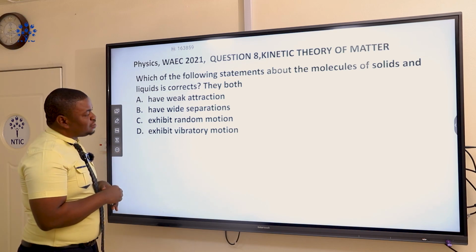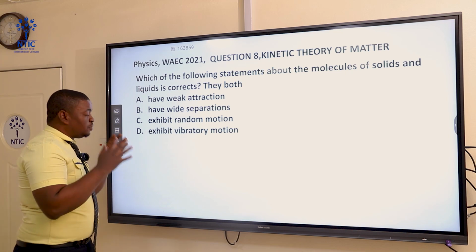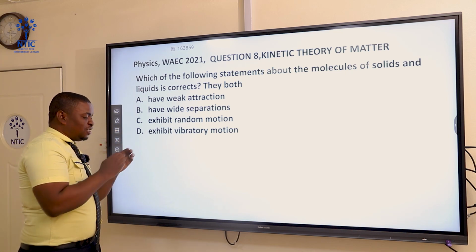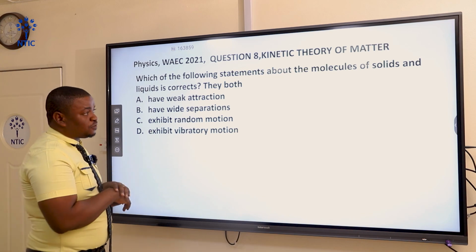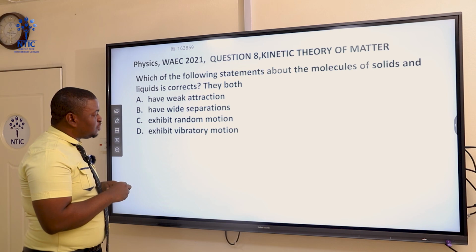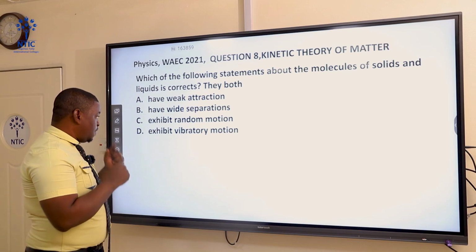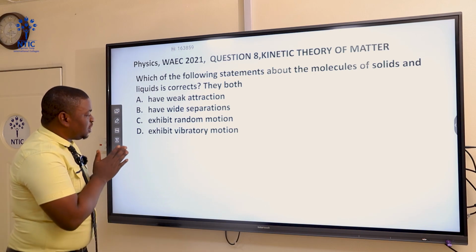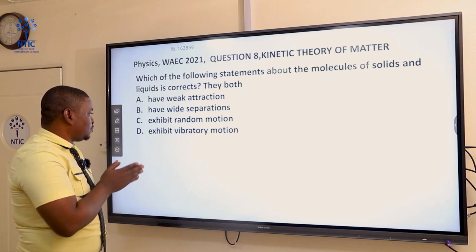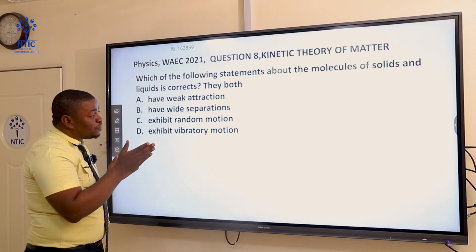B, have a wide separation, which is not true. The molecules of solid are firmly bound together, so there is not much distance between the molecules of solid. The same applies to liquid. Next one, exhibit random motion. No, because the molecules of solid are fixed. They only vibrate about their main position, while liquid can move about.